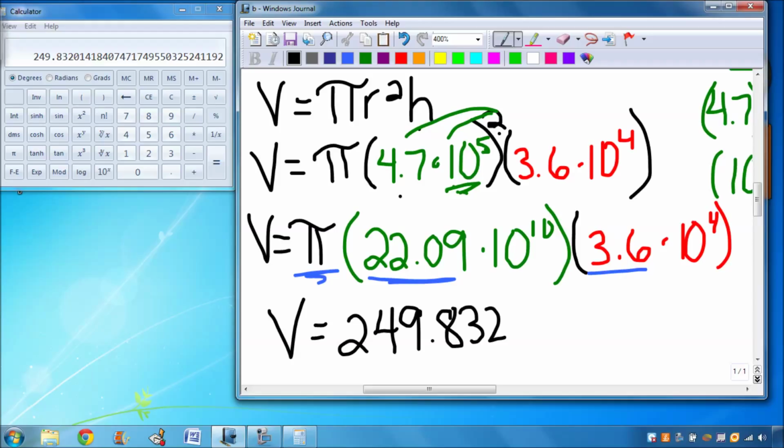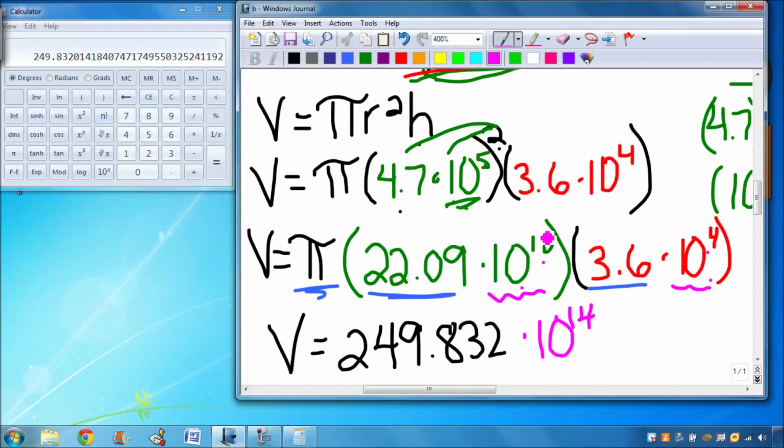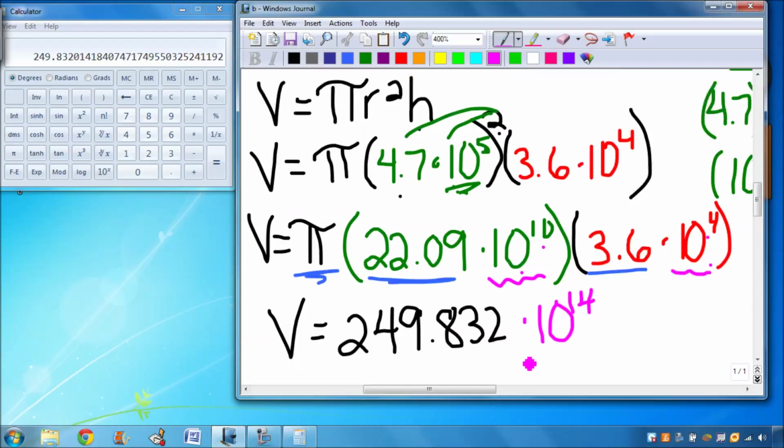And now here's the thing that you have to remember. When you're multiplying, what should you do with your exponents if they have the same base? So what do I do with the 10 and the 4? If you said you should add them, you're absolutely right. So it's times 10 to the 14th power, because 10 plus 4 is 14, okay?